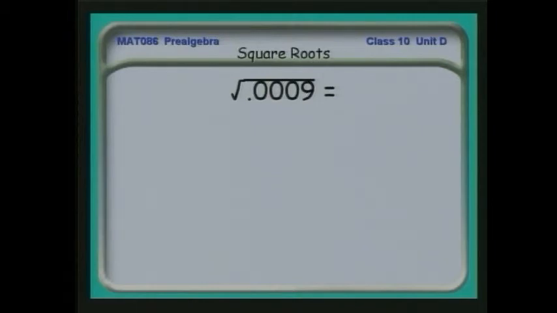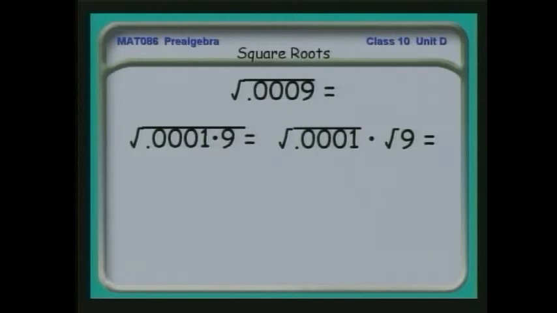For example, if I have the square root of 0.0009, I can change that to the square root of 0.0001 times 9. Then that's equivalent to the square root of those two things separately. And I can only do this when there are only multiplications or divisions involved. If there were pluses or minuses in there, all bets would be off. Then I can take the square root of each one of those separately and get a final result.